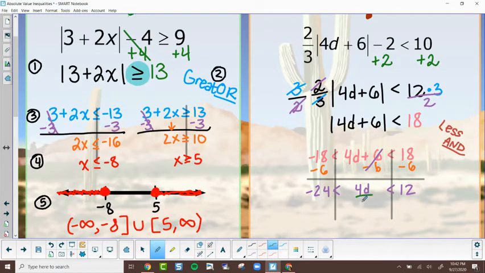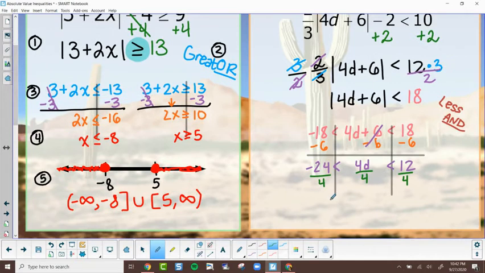All right, last step is to divide everything by 4. Almost there. Look at that. Everything gets a 4. Every single thing gets a 4. All right, so I've got negative 6 is less than x, and it's less than 3.